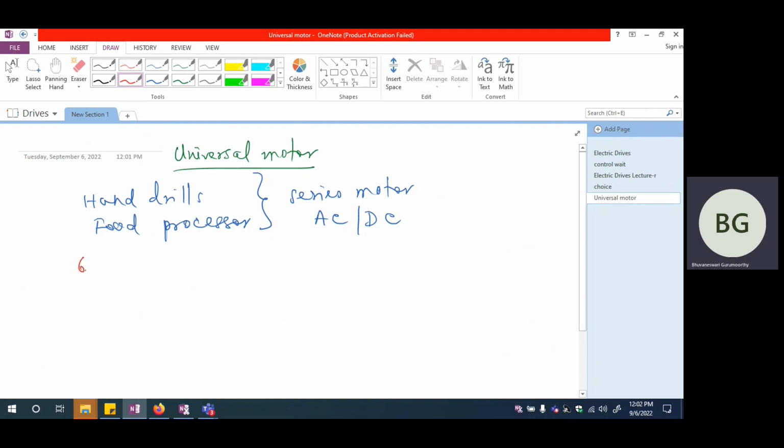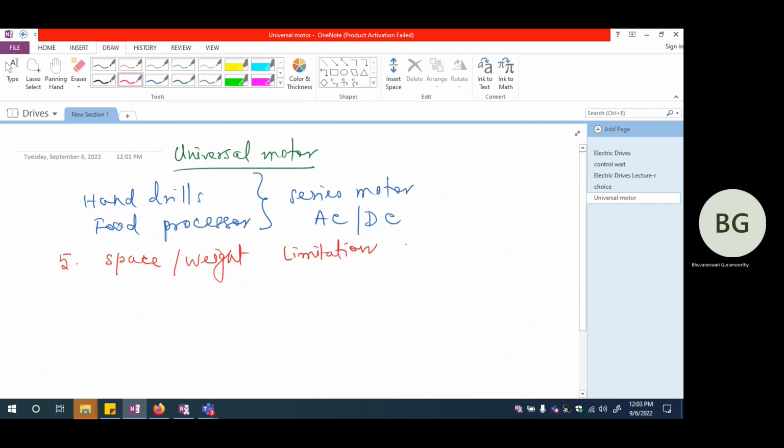Another important constraint, I think we talked about four typical constraints. The fifth constraint that I want to talk about is the kind of space that is available for your motor drive to be put in or installed in. So space and weight limitation. If we are talking about, for example, aerospace drive system, we are extremely worried about how much weight can be put on board in a flight. So aerospace drives are generally designed at high speed.